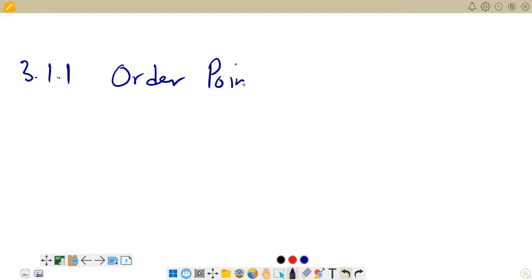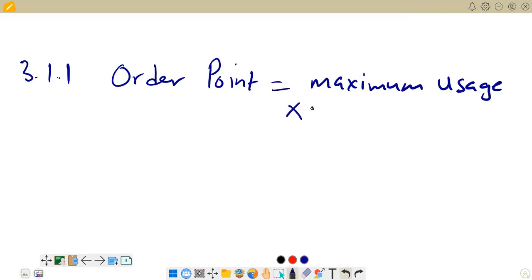So remember the formula that we use to calculate order point. It's maximum usage, then we multiply by maximum period. So this is what we have in terms of the calculation of order point.